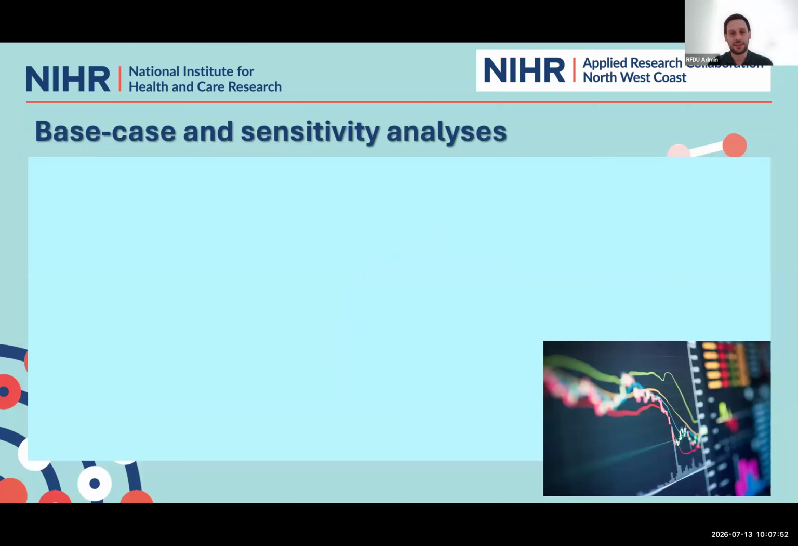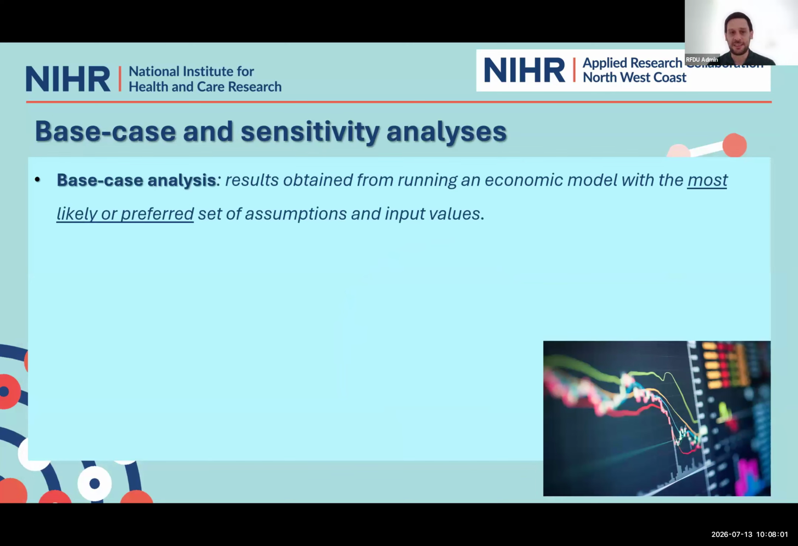I will talk first about what we mean by base case analysis and then what we mean by sensitivity analysis. The base case analysis is related to the results obtained from running an economic model with the most likely or preferred set of assumptions and input values. So this definition tells you that when we run a base case analysis, we are looking at the average patient, basically. So what happens in terms of average cost, average effectiveness, and we try to make sense of the cost effectiveness for the average patient in our data set or in our sample.